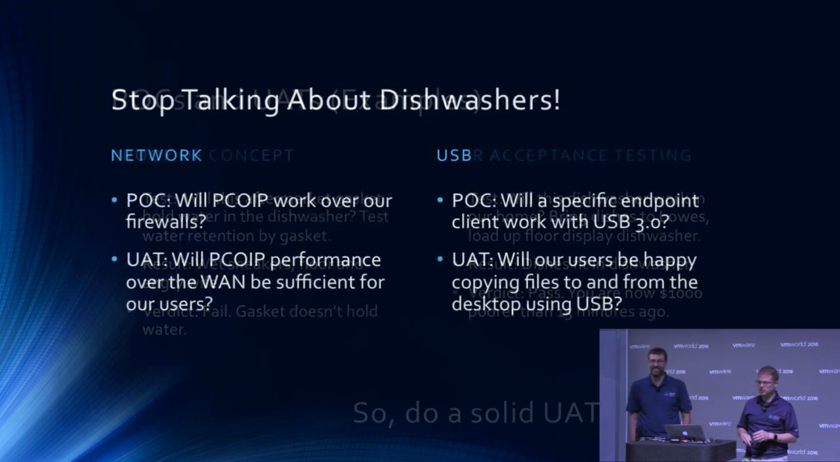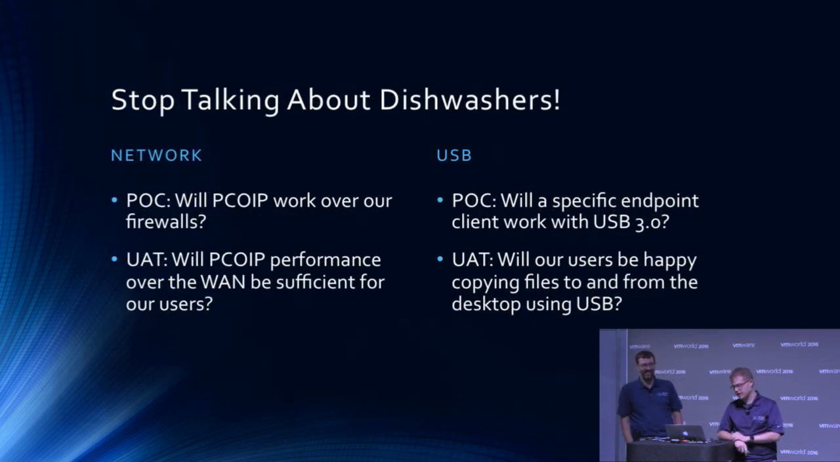But let's stop talking about dishwashers and talk about computers for a second. On the network side, our proof of concept would be, will PC over IP work over our firewalls? You can test that by seeing whether a PC over IP tunnel will be established over your firewalls and if it works. And that's great. You can check that box. But do your users like it? For USB, you could see whether USB works, but what you want to know is whether it's an acceptable experience for them, whether they like using it.